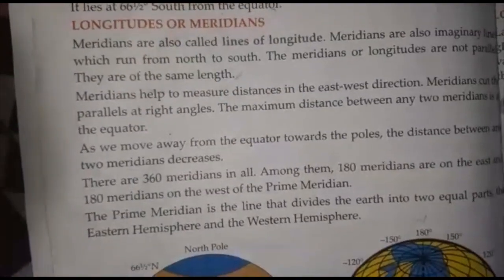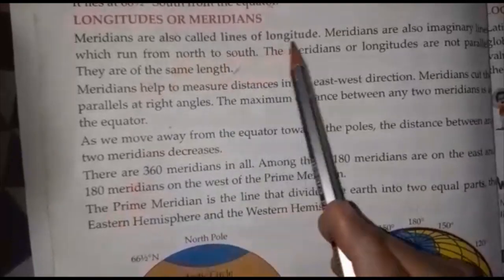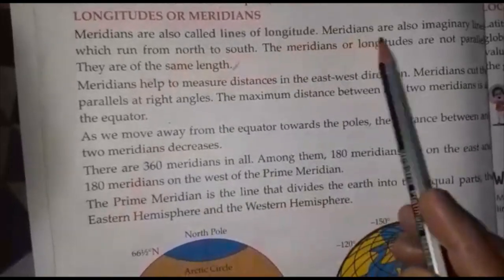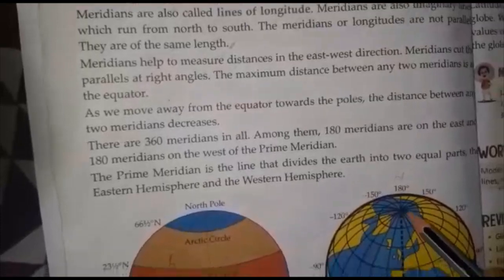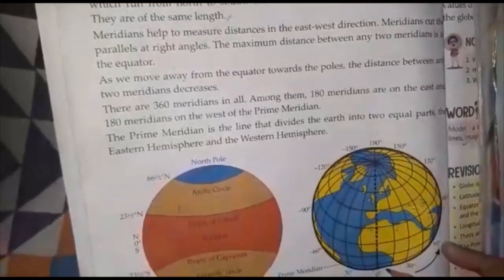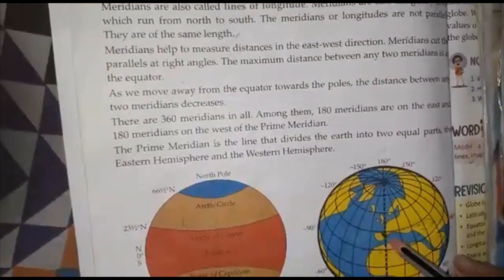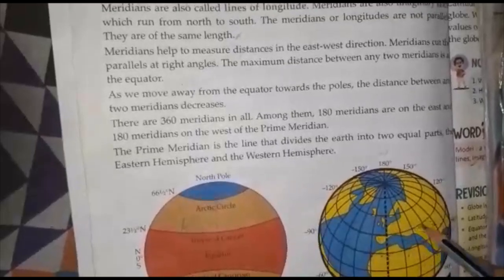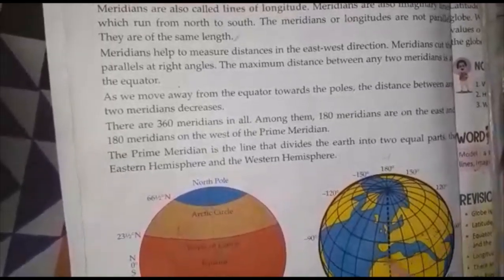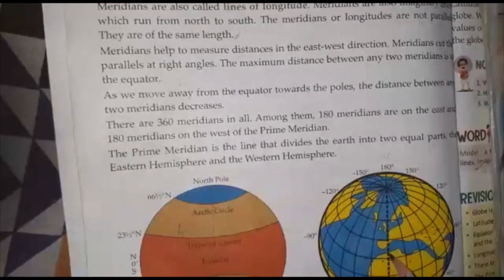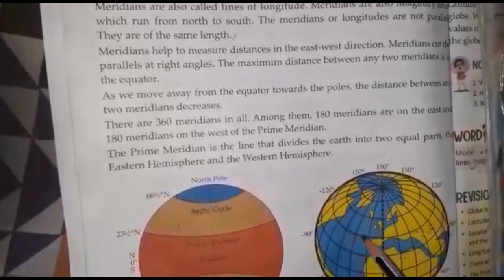Students, now we will discuss longitudes or meridians. Meridians are also called lines of longitude. Meridians are also imaginary lines which run from north to south. The meridians or longitudes are not parallel, but they are of the same length. Meridians help to measure distances in the east-west direction. Meridians cut the parallels at right angles.